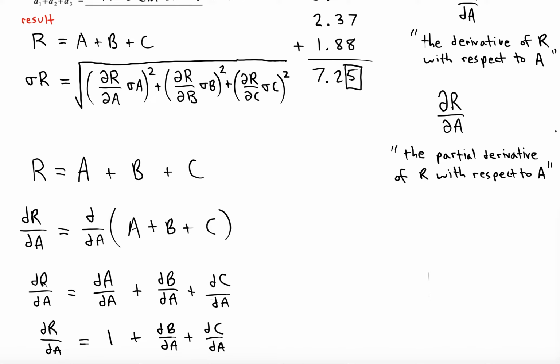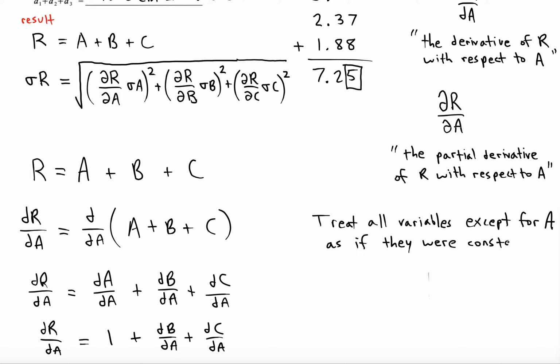When you're doing a partial derivative, you don't worry about dB over dA and dC over dA, because you treat all variables except for a as if they were numbers, as if they were constants. So that's the difference between a derivative and a partial derivative.